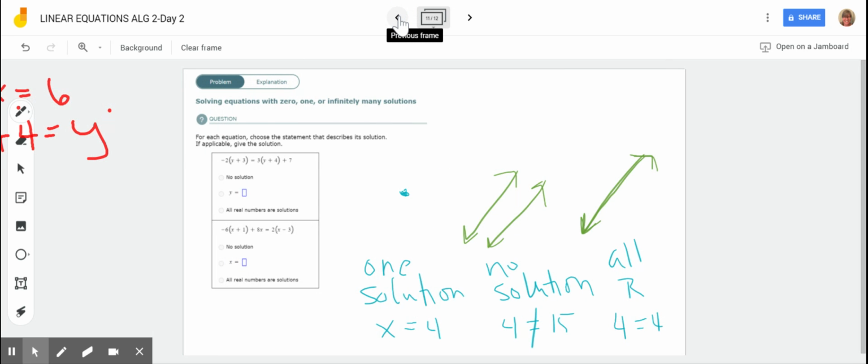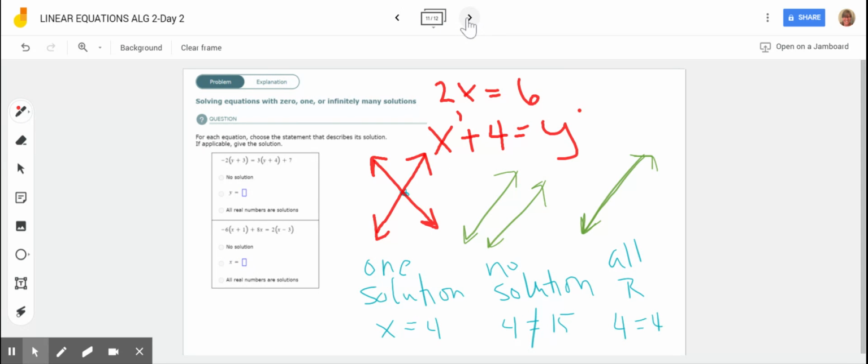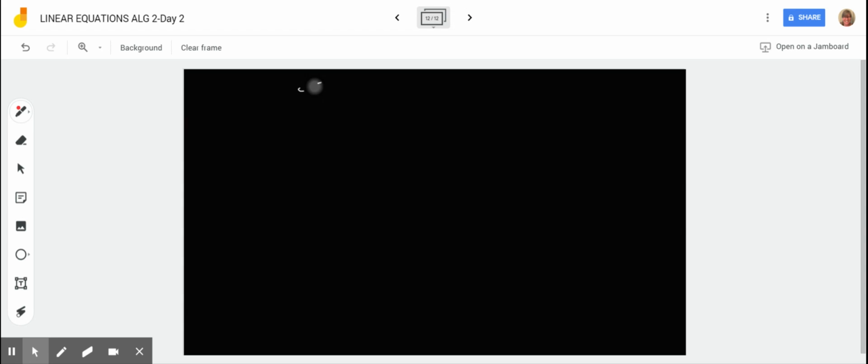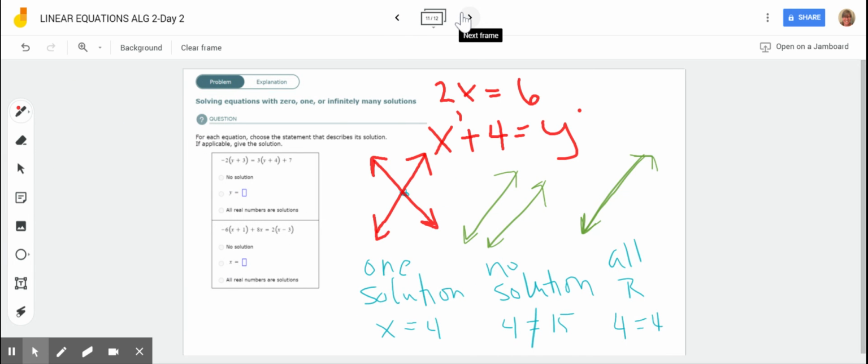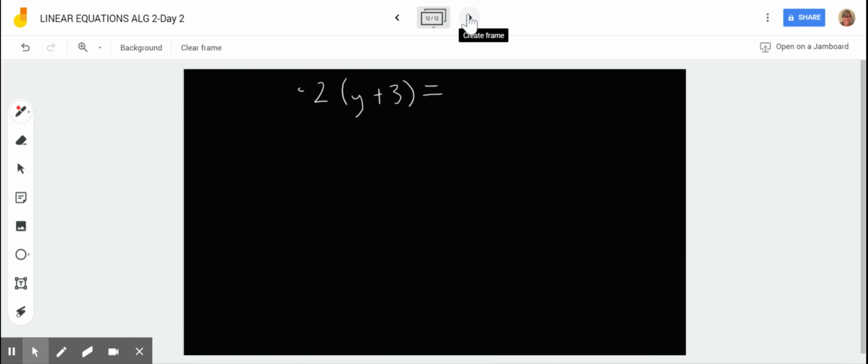I did not write it down. Hang on a moment. Let me grab it. It's -2. I did write it down somewhere. -2 times the quantity y plus 3 equals 3 times y plus 4 plus 7.